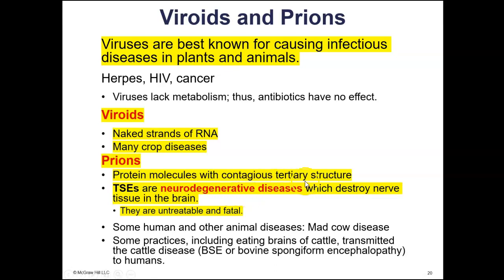They have a tertiary structure. Remember, that's the three-dimensional structure of the protein. But that tertiary structure has misfolded. It is faulty and contagious. Prions cause TSEs, which are neurodegenerative diseases that destroy nerve tissue in the brain. They are untreatable and fatal. Mad cow disease is one of these. It is a BSE, which is bovine spongiform encephalopathy.